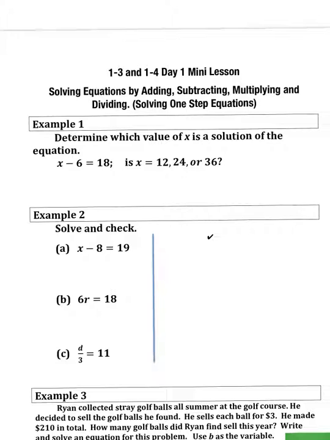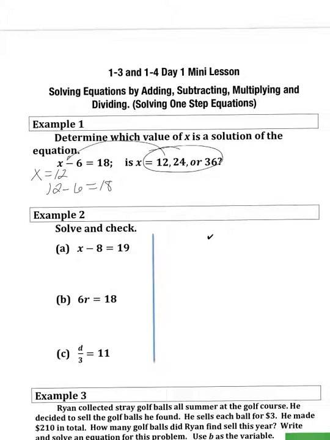notice that we have 3 different options for x that are possibilities. So we're trying to determine if x equals 12 works, x equals 24 works, or x equals 36 works in the equation x minus 6 equals 18. So we're going to start by putting in 12. So when x equals 12, I would end up with 12 minus 6 is equal to 18.